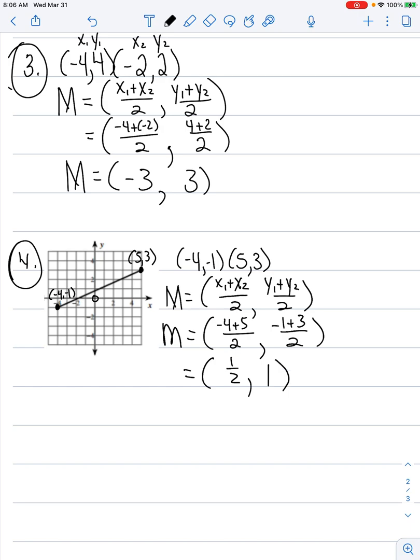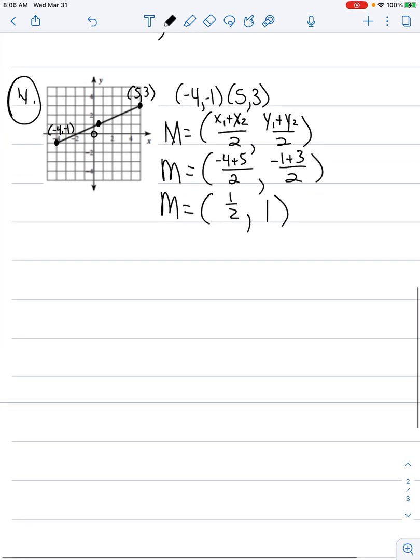So watch this. This is what I like. If I plot this, over 1/2, up 1, you're going to see that that is the midpoint. That's exactly halfway between your 2 points.